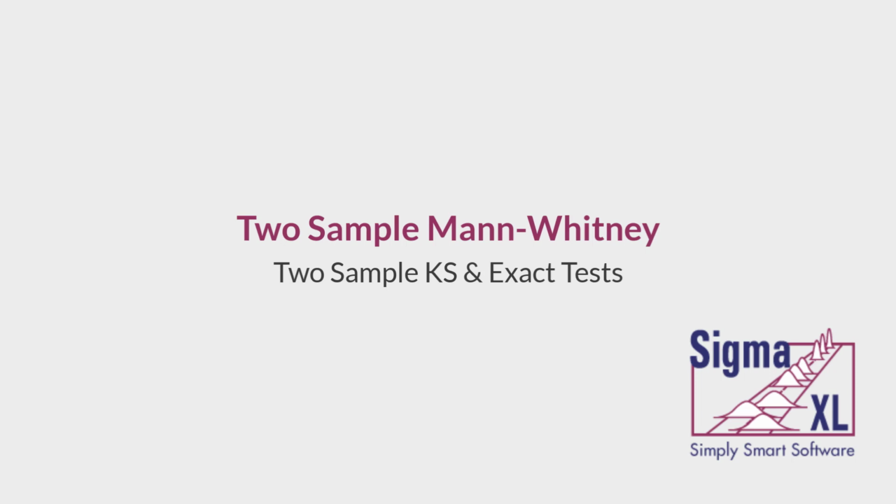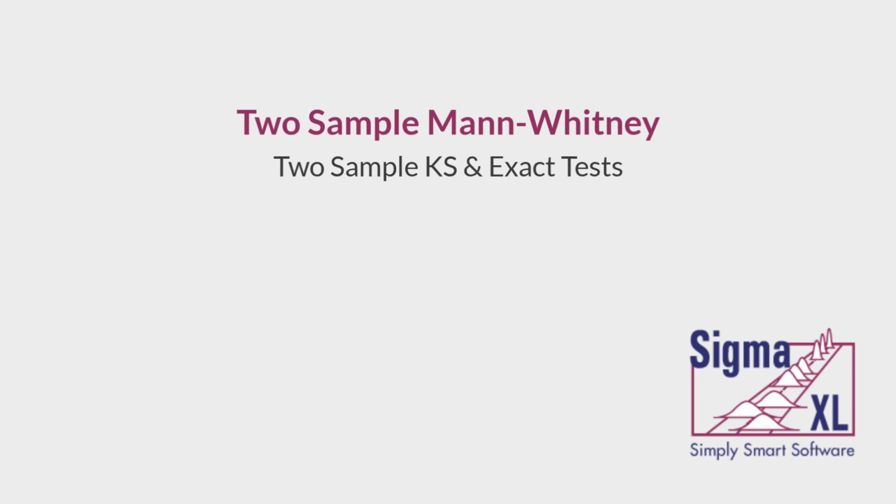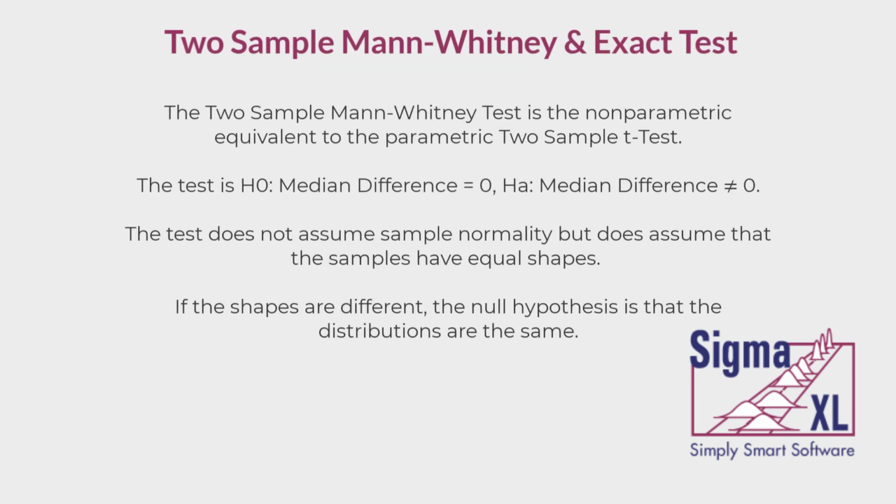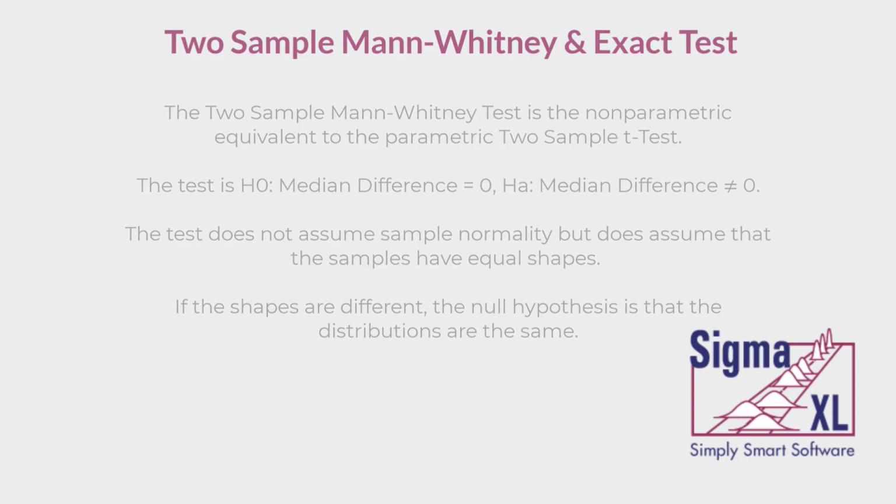In this video, I'll be demonstrating the Two Sample Mann-Whitney and Two Sample Kolmogorov-Smirnov and exact tests in SigmaXL. The Two Sample Mann-Whitney test is the non-parametric equivalent to the parametric Two Sample t-test. The test is null hypothesis median difference equals 0, and alternative hypothesis median difference does not equal 0. The test does not assume sample normality, but does assume that the samples have equal shapes. If the shapes are different, the null hypothesis is that the distributions are the same.